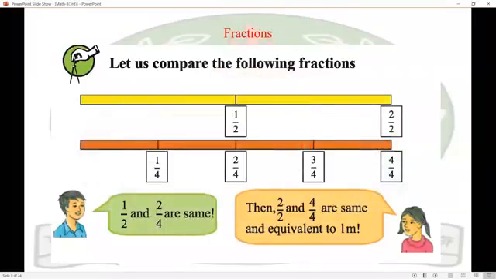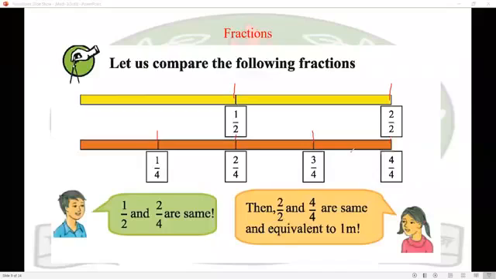Let us look at the following fractions in the upper fraction line. We see that it is divided into 2 parts. So we have 1 by 2 here, and from the beginning to the last, this is 2 by 2. In the last line, it is divided into 4 parts. So we can write here 1 by 4, 2 by 4, here is 3 by 4, and here is 4 by 4.